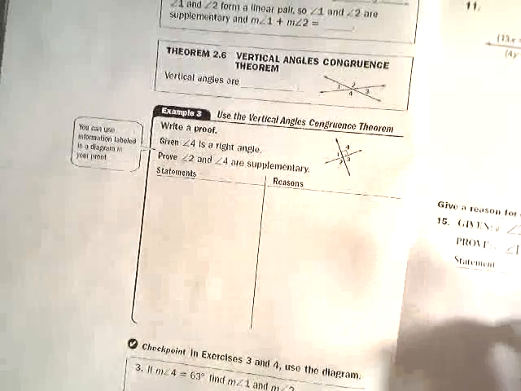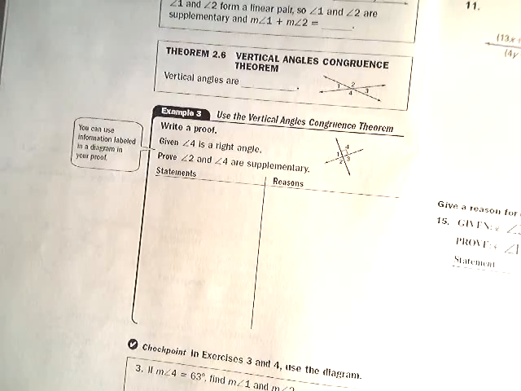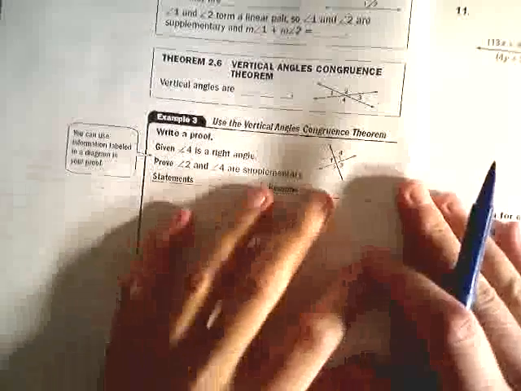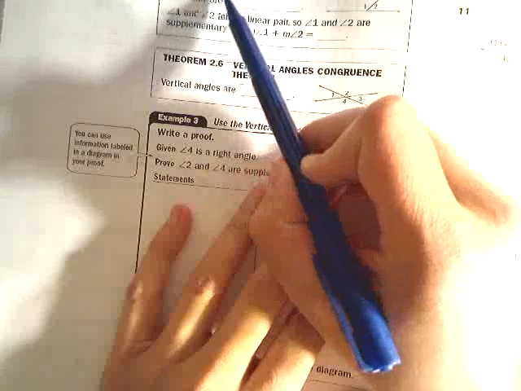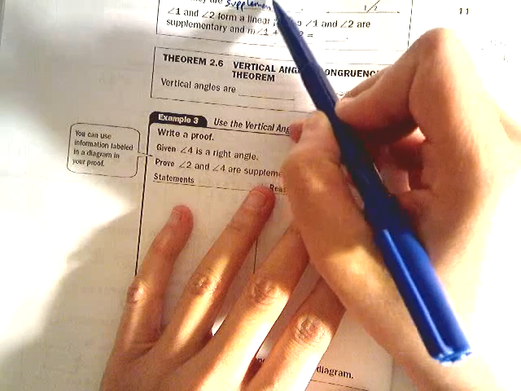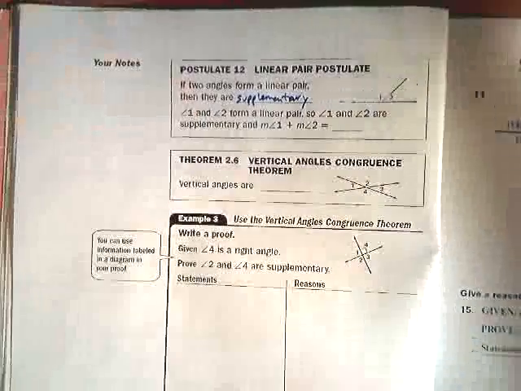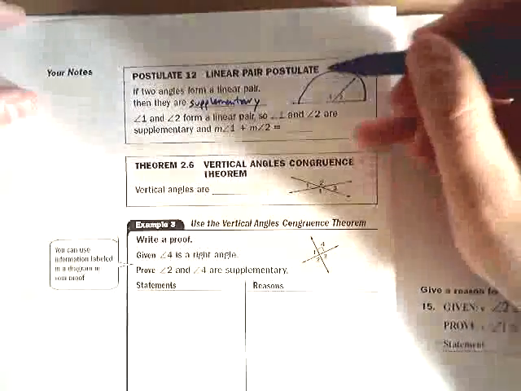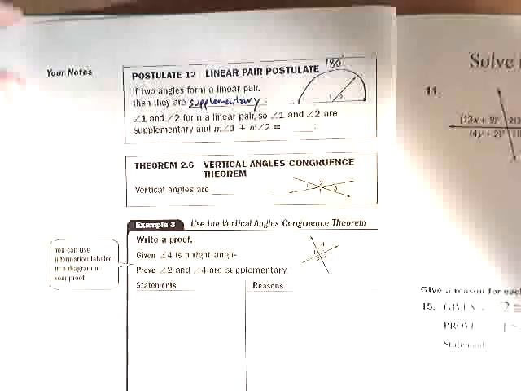All right, on the next page we have the linear pair postulate and the vertical angle congruence theorem. So we talked about linear pairs and vertical angles on the first page. Linear pair postulate says if two angles form a linear pair, then they are supplementary. It's one of the definitions of a linear pair. They are two angles that add up to 180 degrees. You can see that half a circle right there. That's 180 degrees. Supplementary.